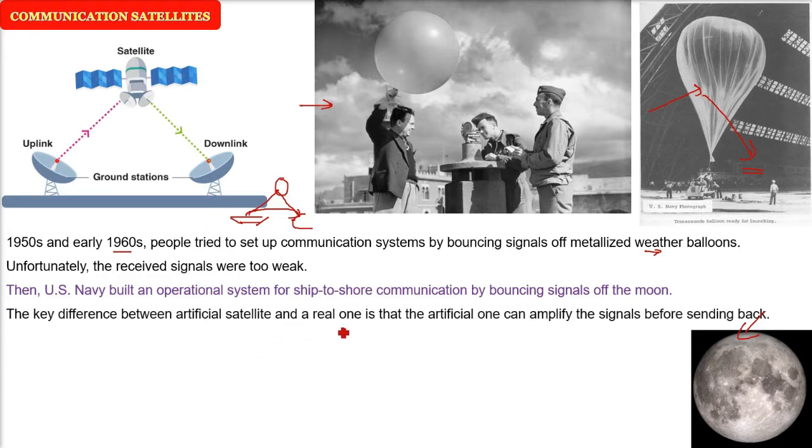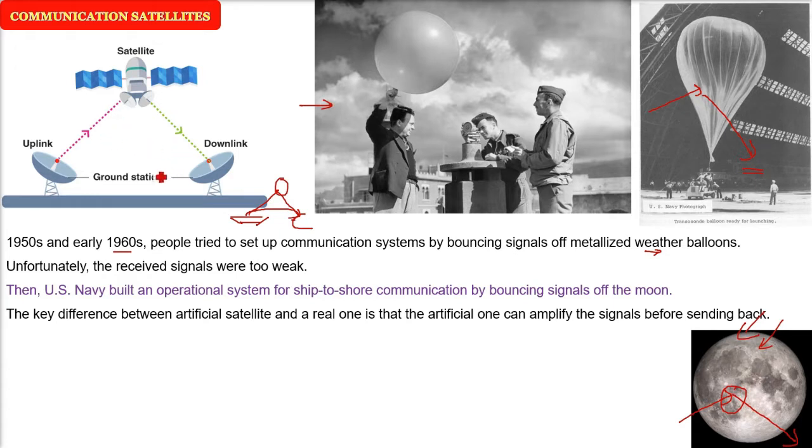So what is the difference between an artificial satellite and a real satellite? An artificial satellite is a satellite which we will send and it will behave like the moon. That is, it will go round and round the Earth, following all the laws, the gravitational law and so on. The artificial satellite can amplify the signals before sending back, because the moon doesn't know what we are sending. The signal will just strike, bounce off, and whatever you get, you get.